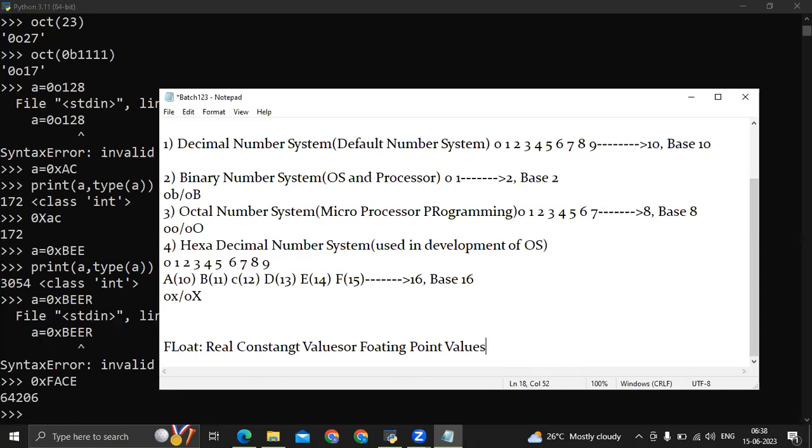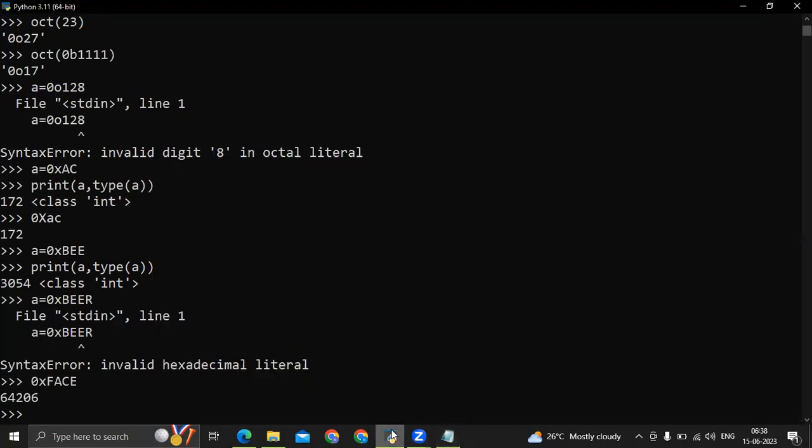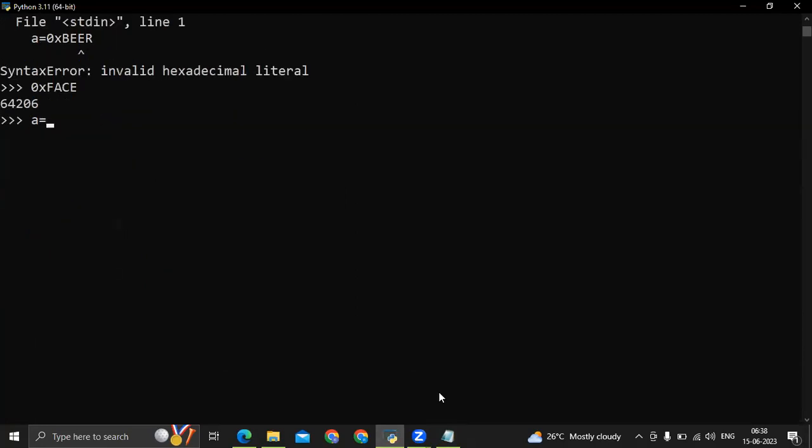Okay, let's take an example. Let A be equal to 12.34. Now print A, type of A. What type of value is it? It is class float. So all the numbers with decimal places will be considered as float values.